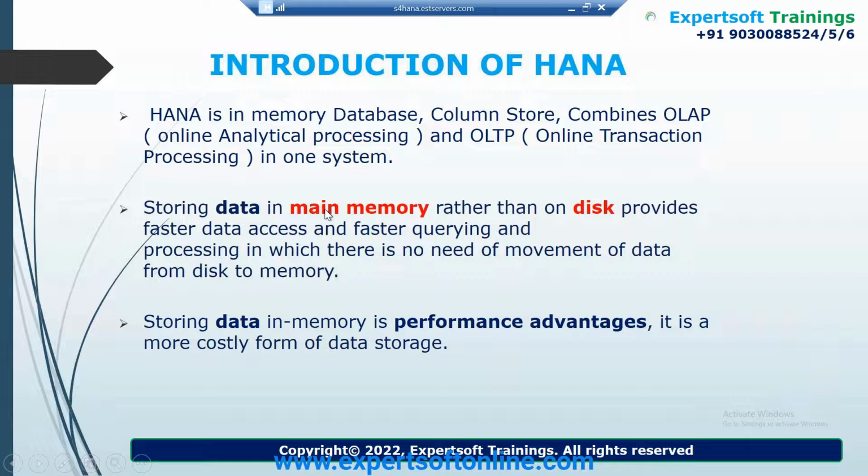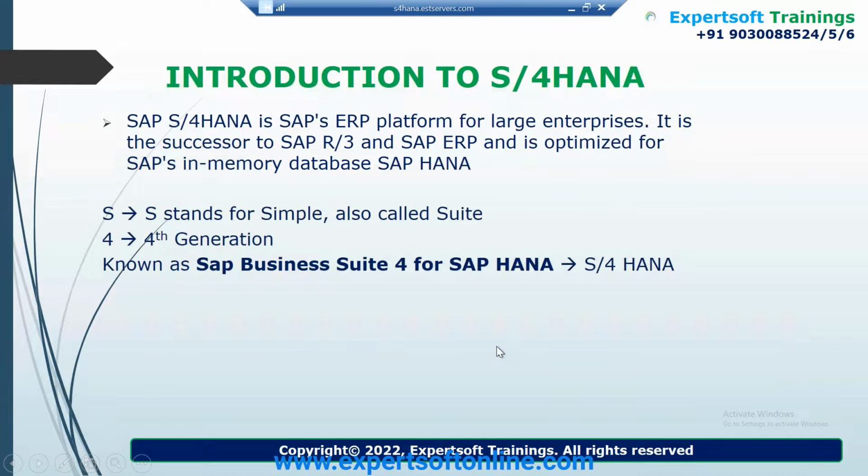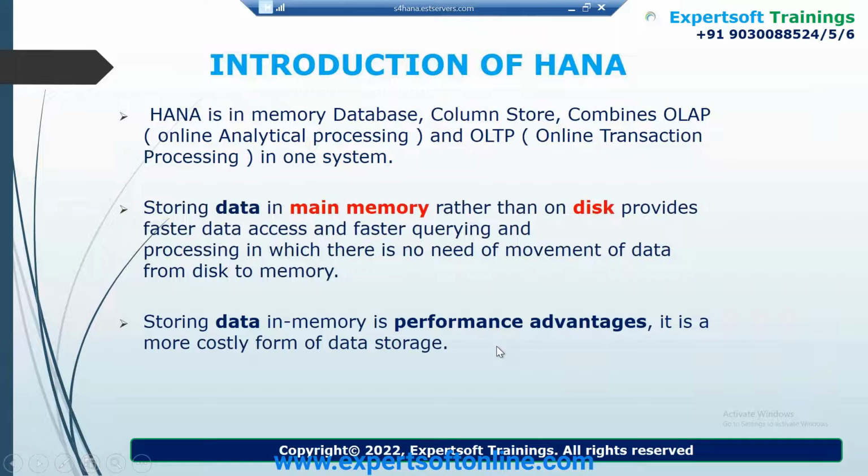Earlier, data was stored on the disk at the database level, but now they have introduced hardware like RAM, so every data is on the main memory. Storing data in main memory improves performance, but the SAP HANA system comes with a cost. If you ask why customers are not adopting S4HANA so soon, or why this transition is taking time, one of the factors is cost.